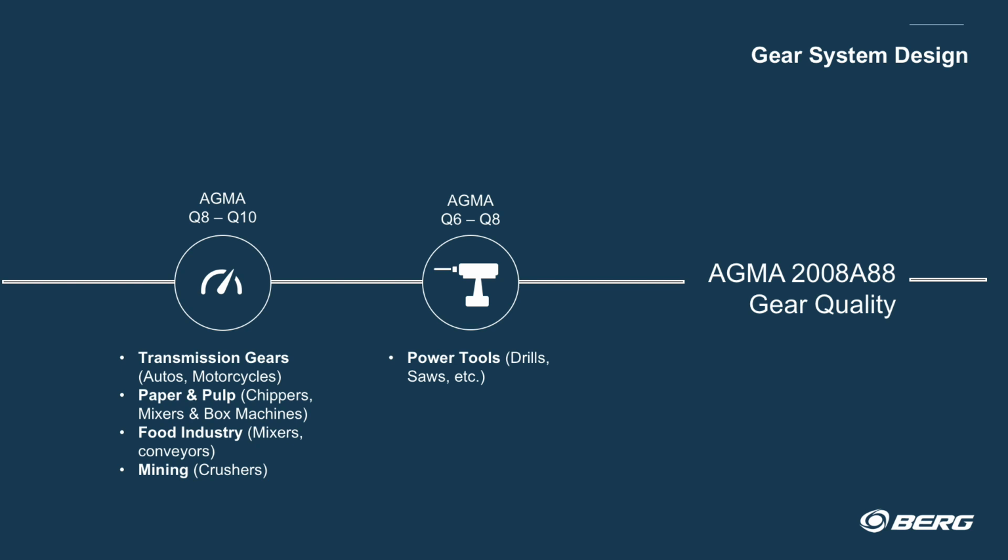Like a chain, a gear system is only as strong as its weakest link. That is, if you specify a Q12 gear for one part of the system for precision, but have Q8 gears throughout the rest, you are not likely to get the performance benefit you expect. It is important to look at the whole system to determine what quality level is needed.